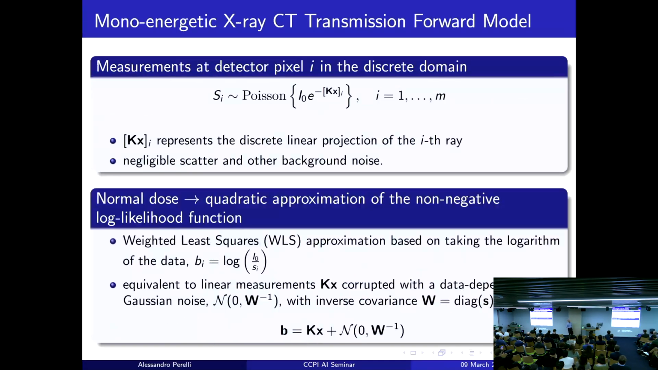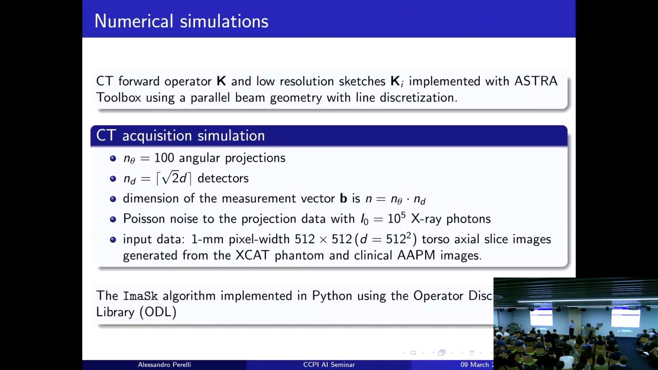We apply this solver to a monoenergetic CT transmission problem, where we define essentially a Poisson noise and then the exponential form for Beer's law. We took the standard weighted least squares approach, so we approximate by taking the log of our measurement, and then we consider an anisotropic Gaussian noise where the inverse of the covariance is the diagonal of the sinogram S. So here are just the details of the simulation settings.